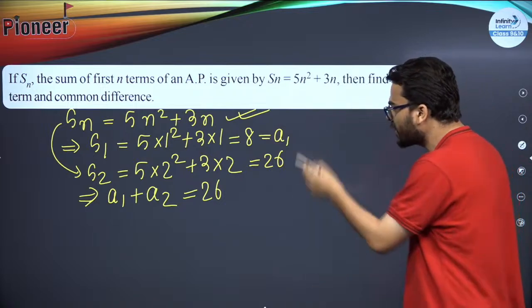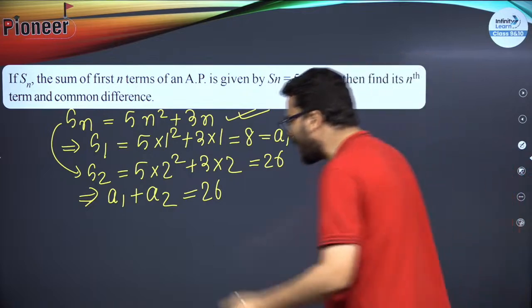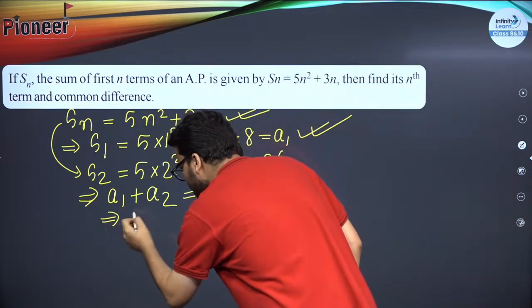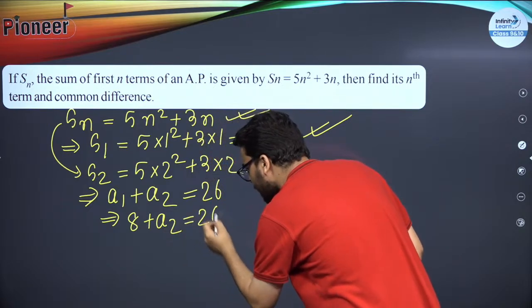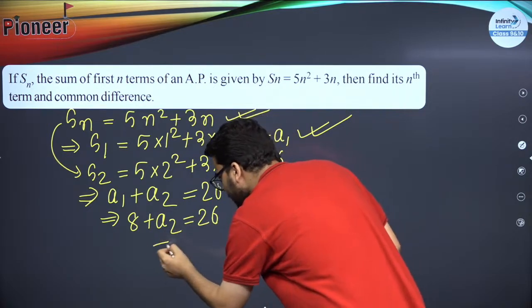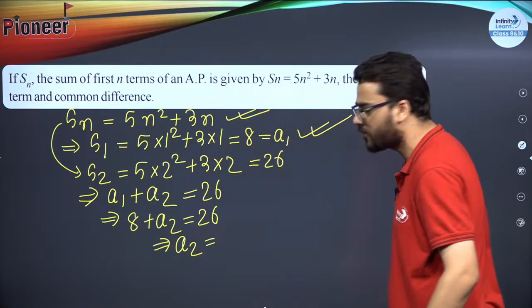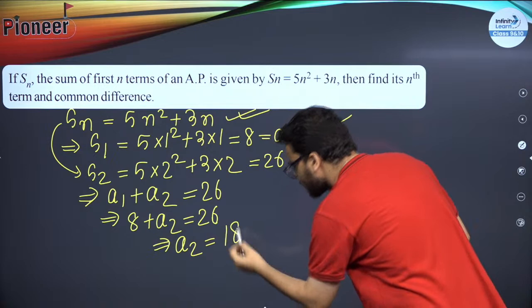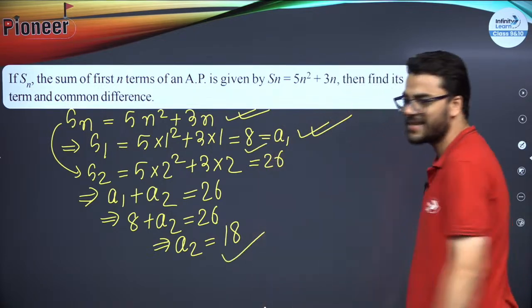And we already know what the first term of this AP is. We already know that A1 is equal to 8. So you can put A1 equal to 8 plus A2, that is equal to 26. So from here, what is A2, guys? A2 will come out to be equal to 26 minus 8, which is 18. So the first term of this AP is 8 and the second term of this AP is 18.